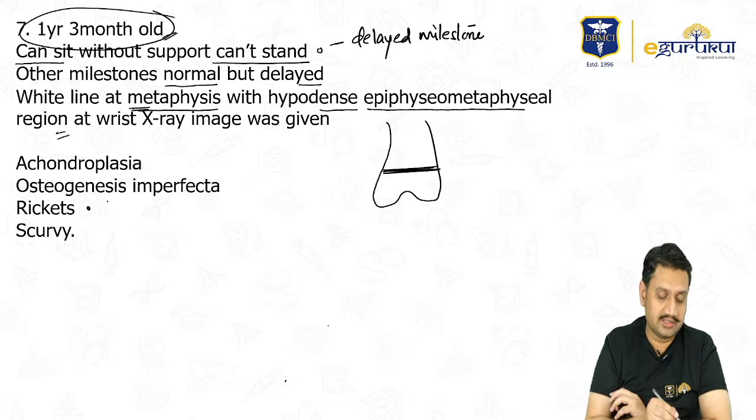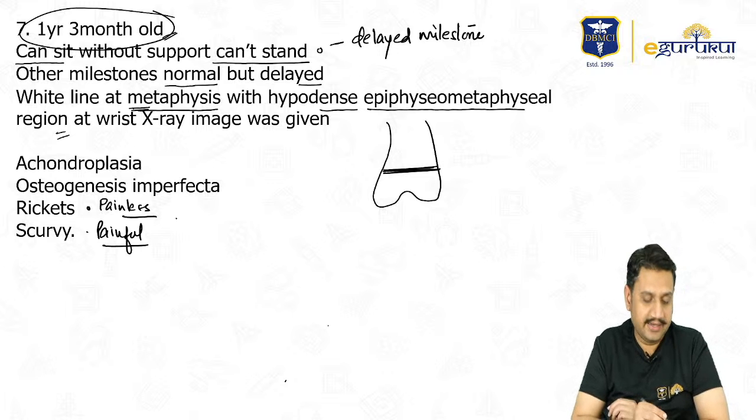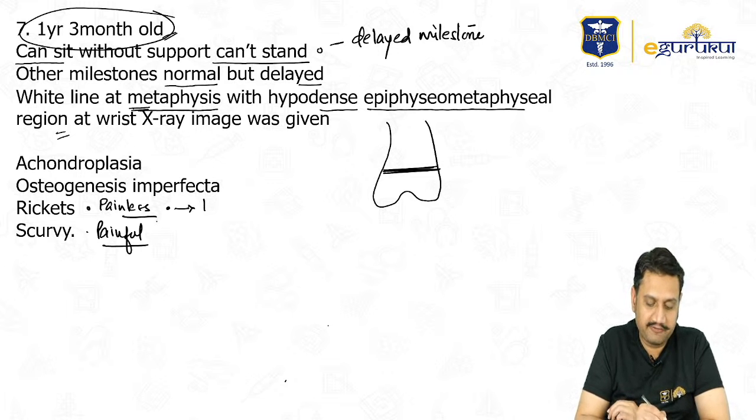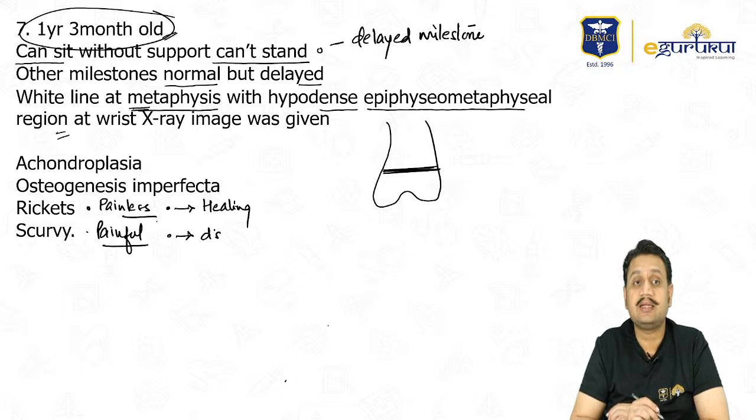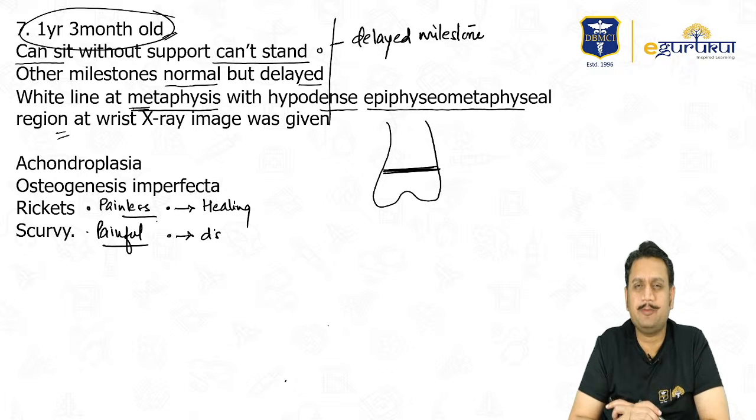But here, rickets is painless and scurvy is painful, but both of them show a white line. In rickets the white line comes as a part of healing. In scurvy the white line comes as a part of the disease, right? Now they mention this white line, and there is a delayed milestone. So there might be a possibility that they are asking about rickets itself, a mineralization disorder, where mineralization is low.